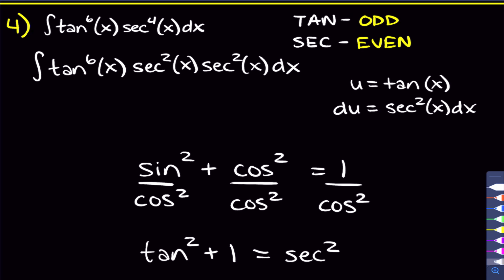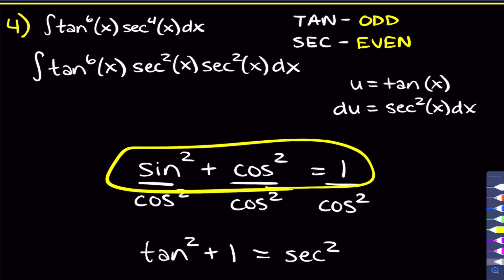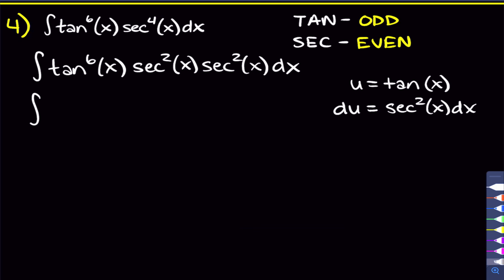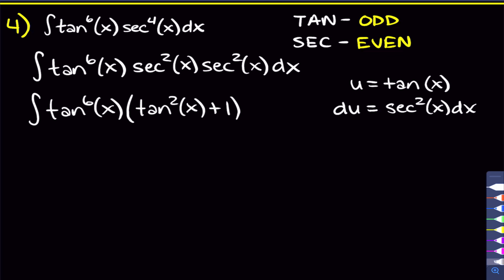And right there, you get your identity for tangents and secants. And we'll do this later, but if you divide each side by sine squared instead of cosine squared, you'll get the cotangent cosecant identity. So tangent squared plus 1 equals secant squared is the identity that we're going to use here. And we can just plug that in for the secant squared here. We're going to make that a tangent squared plus 1. So we get the integral of tangent to the 6th of x times secant squared we're writing as tangent squared plus 1. And then we have a secant squared of x dx.